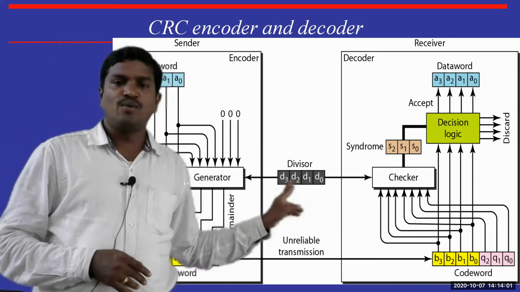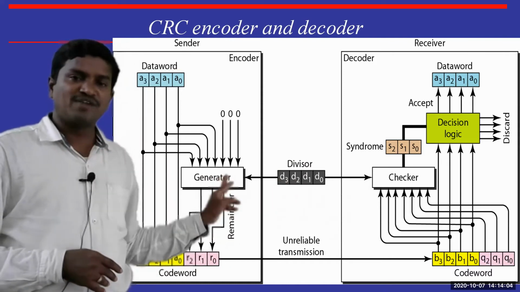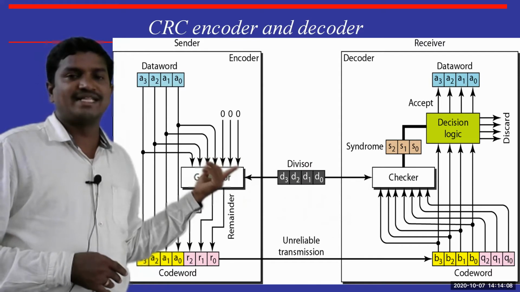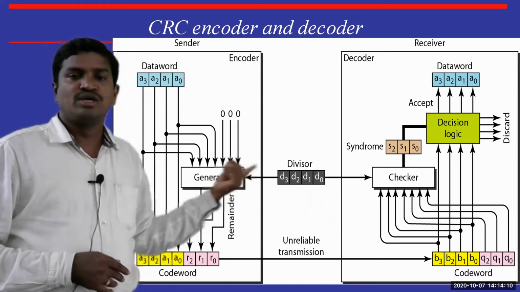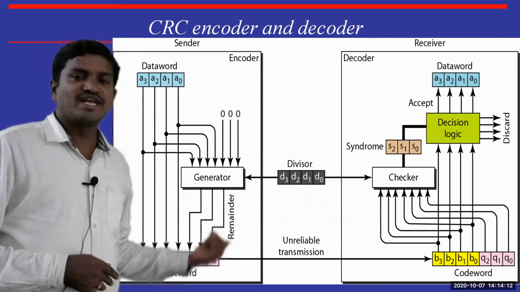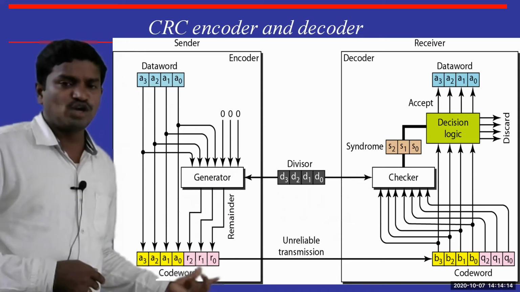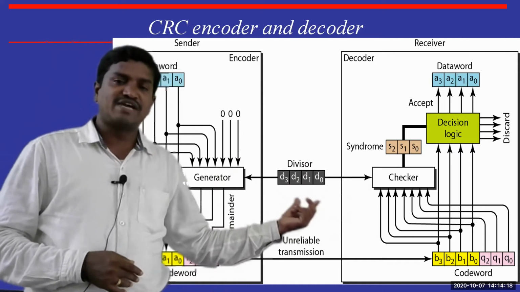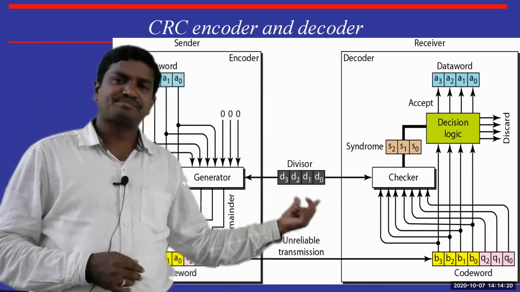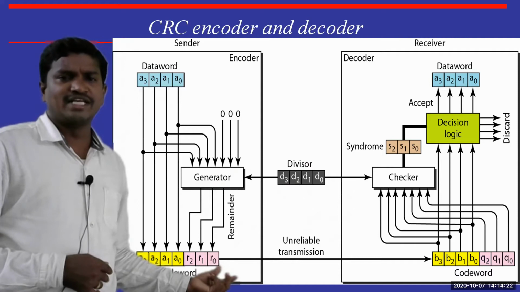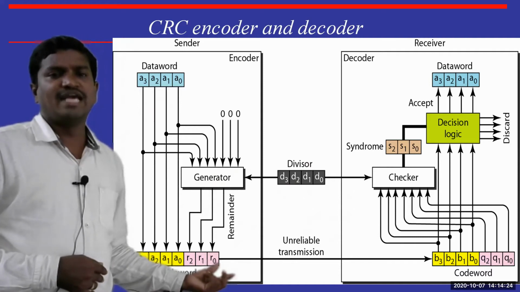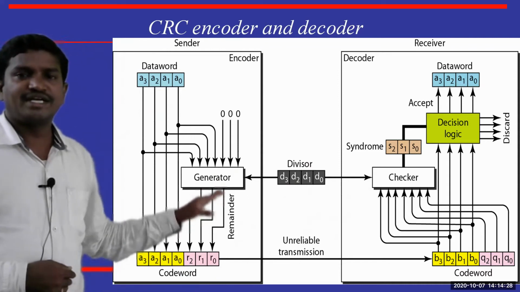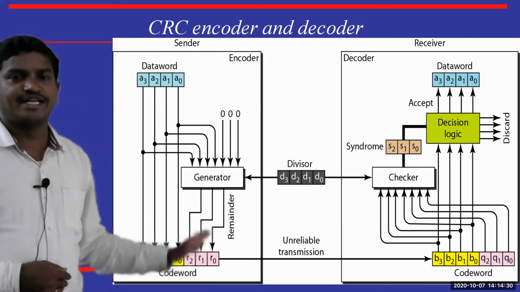This divisor is known to the sender as well as the receiver. Now, when the divisor performs division on this appended data word, appended in the sense that the data word is added with zeros, we will get a remainder. If you observe the relation between the remainder bits and the divisor, if the divisor has a size of n, you will get a remainder of n minus 1. This way, the generator at the encoder will create the redundant bits.